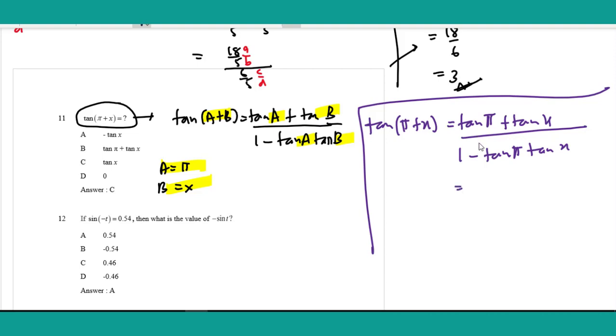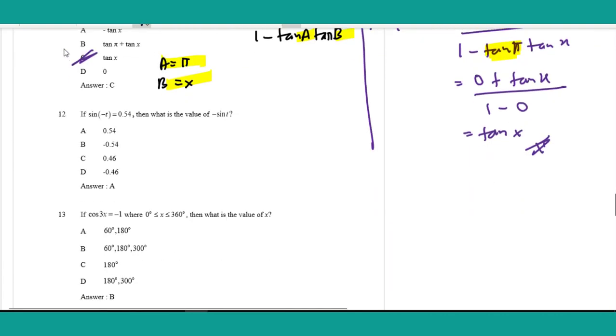Then tangent pi is equal to 0, plus tangent x. 1 minus this one is equal to 0, so 0 times tangent x is equal to 0. Therefore, the answer is equal to tangent x over 1, which is tangent x.